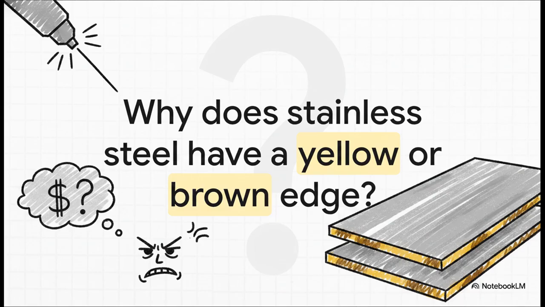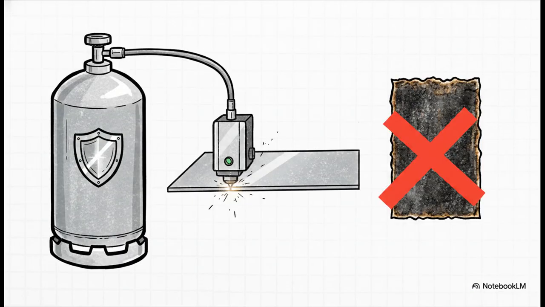Let's tackle a real-world pain point, something we hear from buyers constantly. Why does my premium stainless steel have a weird yellow or brown edge? You're paying top dollar for this premium material, and it shows up looking burnt. What's going on there? Well, here's the insider secret. That yellow or brown edge, it isn't a defect in the metal at all.